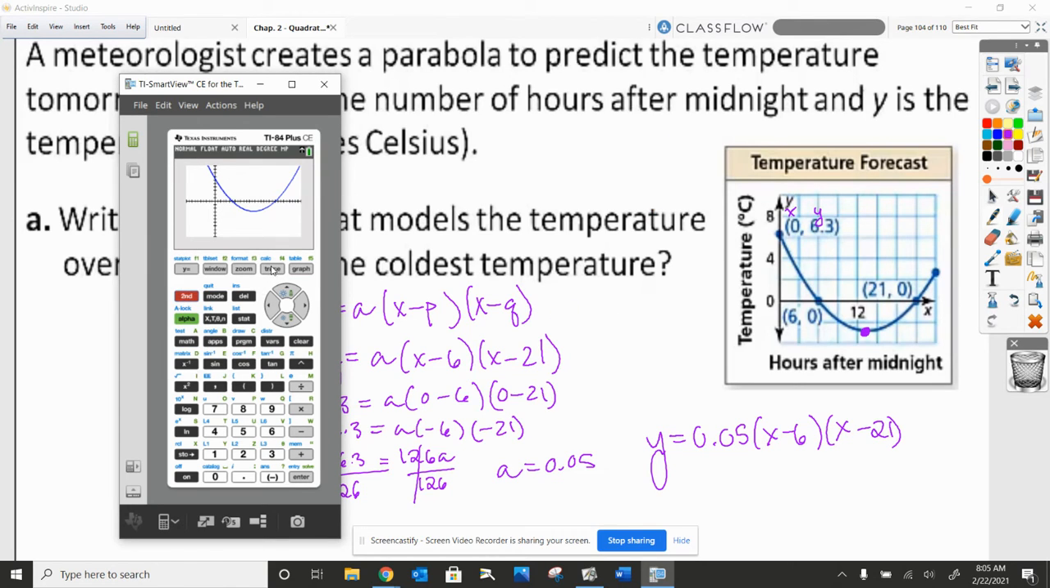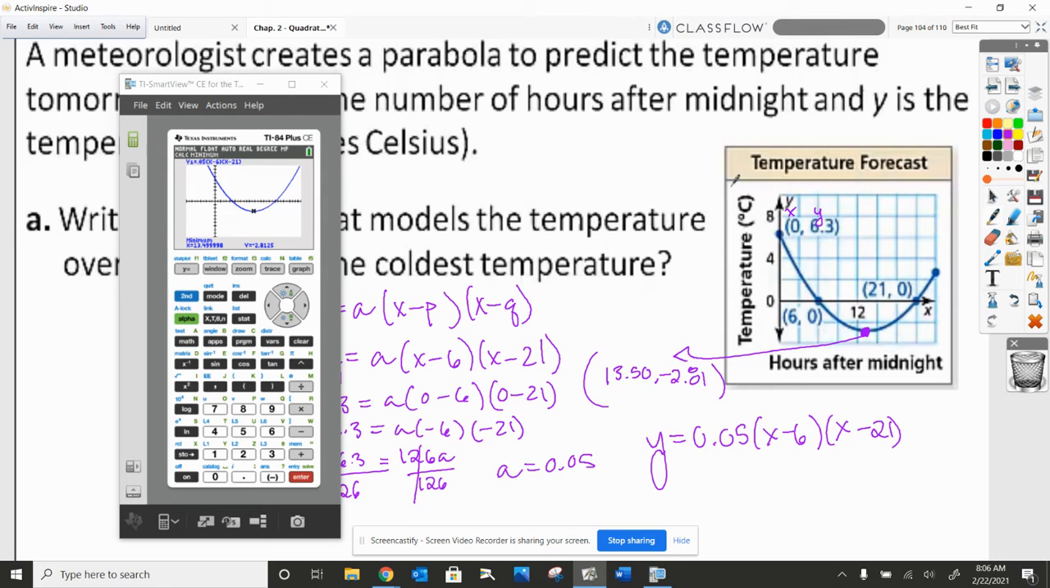So we're going to find our minimum. Everything we need is in this second trace. Go down to minimum, and we do our left bound, right bound. Left bound is to the left of it, right bound is to the right of it. Hit enter each time. And it looks like I get that vertex to be the point 13.50, comma, negative 2.81. We round to 2 decimals.